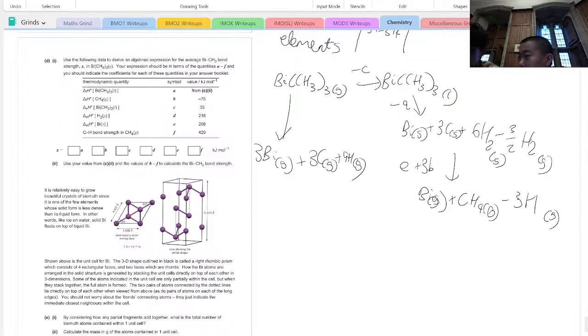wait, for atomization, is it per 1 mole of H, not H2, right? I would say it's per mole of H. Yeah, okay. It's debatable, but in A level, it's per mole of H. E plus 3B minus 3D.